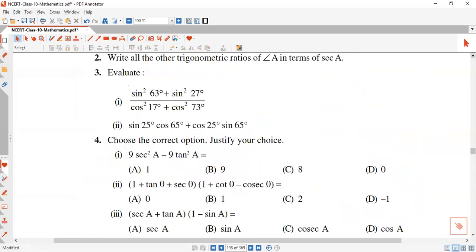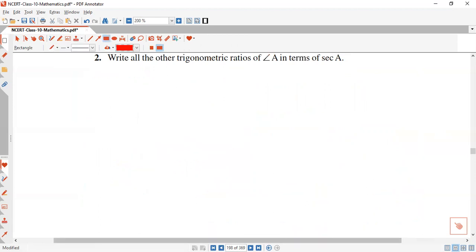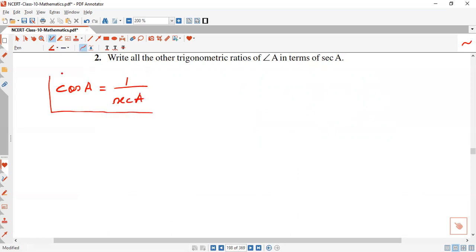Now, question number 2. Write all the other trigonometric ratios of angle A in terms of sec A. Means in terms of sec A, we have to write down all the trigonometric ratios. We have 6 trigonometric ratios. Sec A is given to you. The easy one is cos A, which is a reciprocal of sec A. So cos A equal to 1 upon sec A.